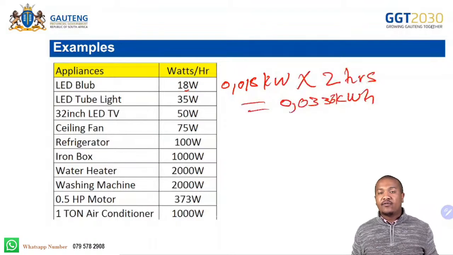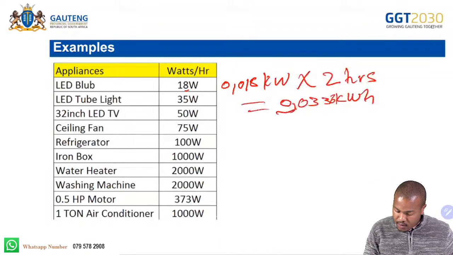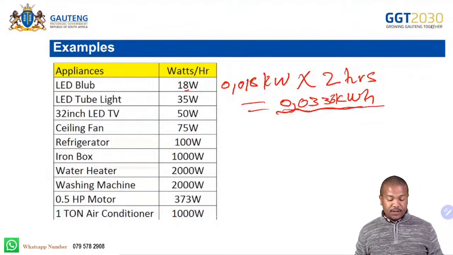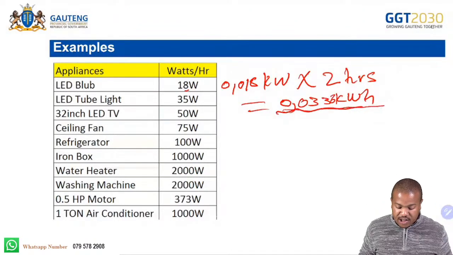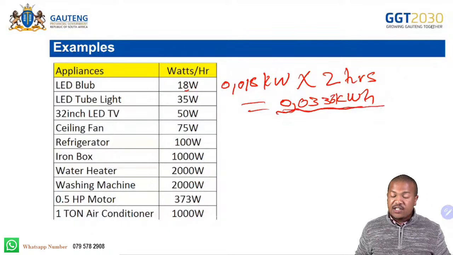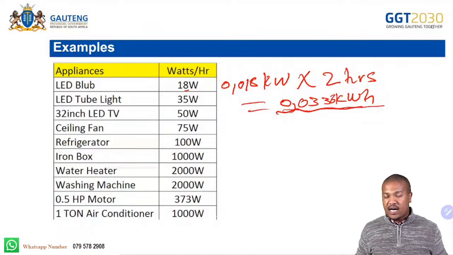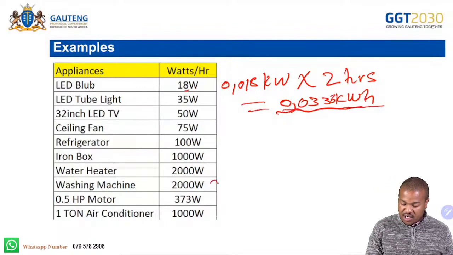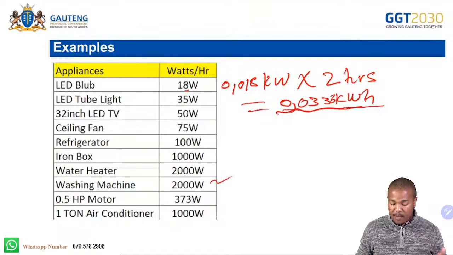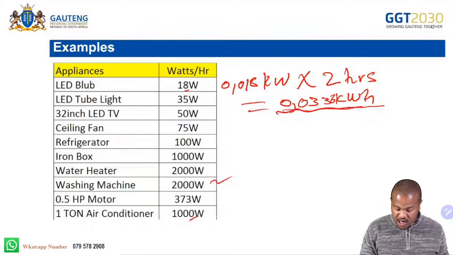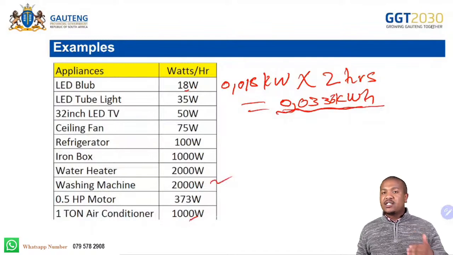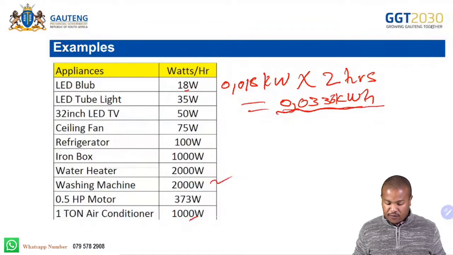That's how we calculate using the power rating, right? So like this one here, the LED tube light, you do the same, 35 watts. You multiply by the number of hours it was used for, right? The ceiling fan as well, 75 watts, you calculate by the number of hours it was used for, and so on for all these other appliances. Washing machine has 2000 watts, multiplied by the number of hours it was used for. Air conditioner, it has 8000 watts, multiplied also by the number of hours it was used for.